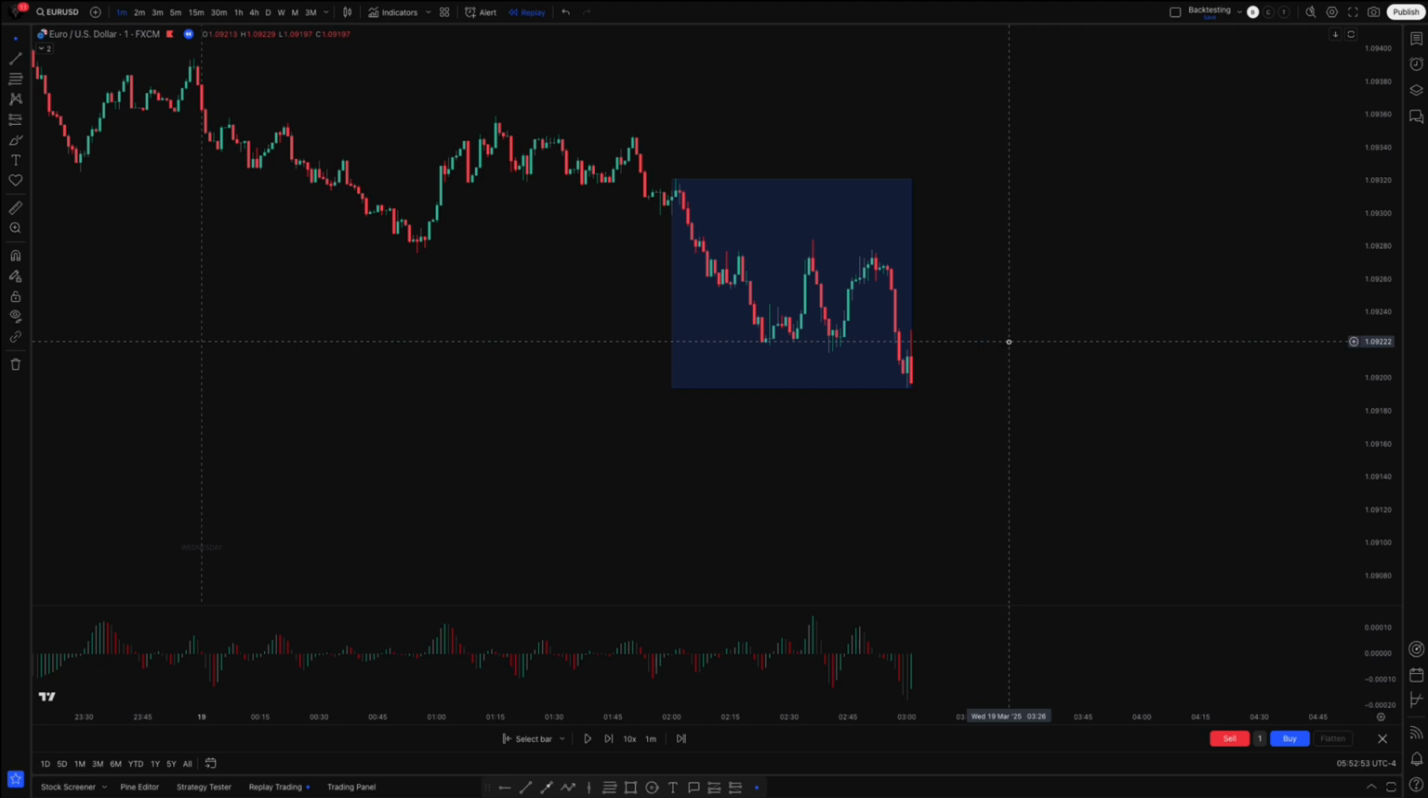All right. So this wraps it up, guys. And this was the Accelerator Oscillator by Bill Williams. I really love this indicator because, as you can see, it's really simple to use. And it can help you also make your strategy and edge mechanical, which can also help you automate your strategy.